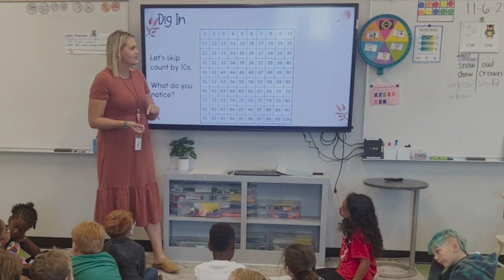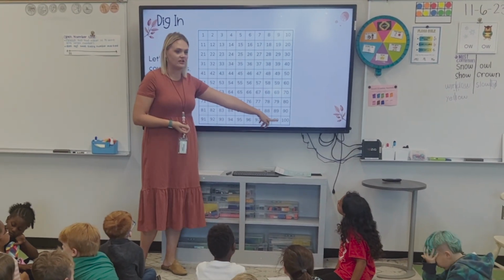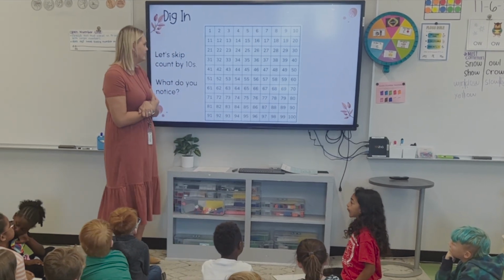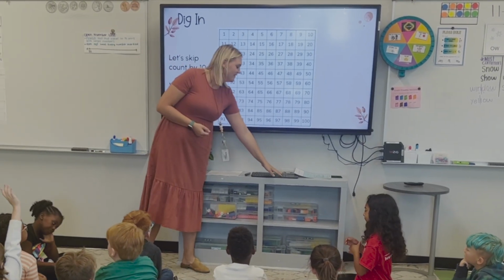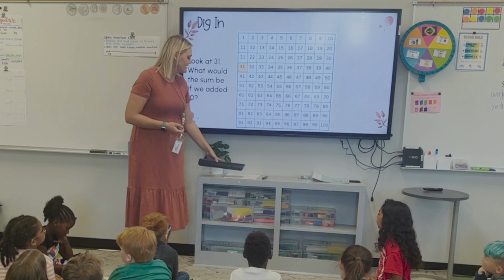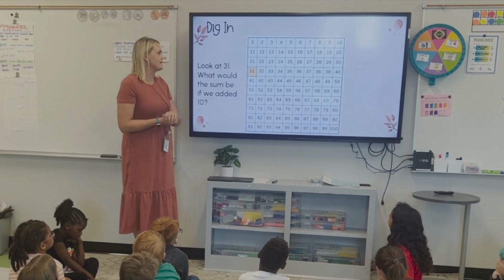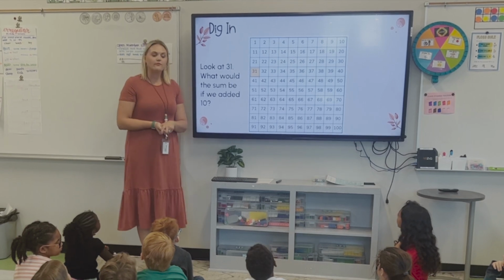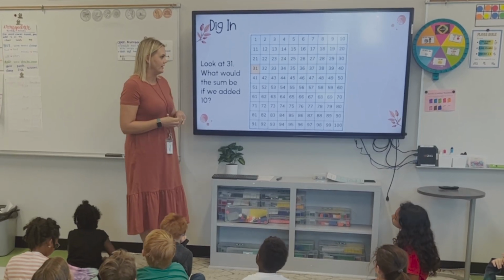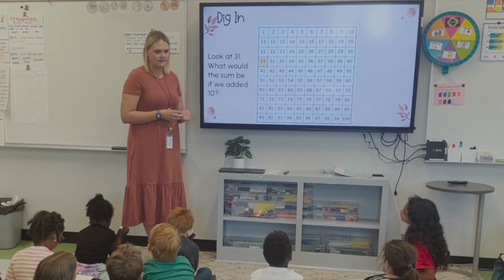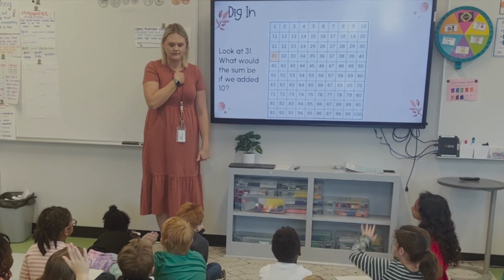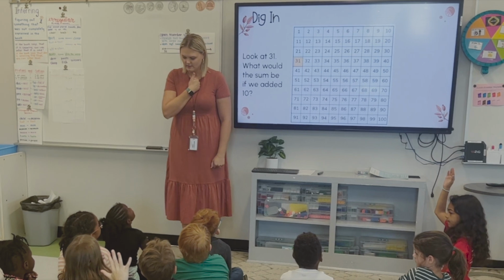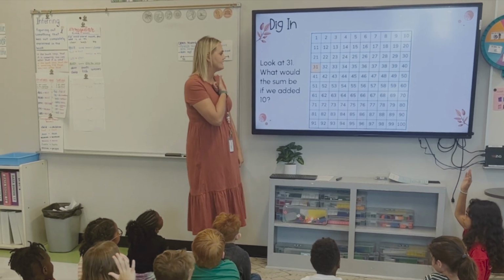And Adeline said that she noticed that the ones place didn't change at all, that the ones place always had zeros in it. Did you notice something similar? Okay, I want you guys to look at 31. I put a little box right here at 31. Okay, do you see 31? Yes. If we added 31 plus 10, what would the sum be? Thank you for not yelling it out so everyone can see. 31 plus 10.